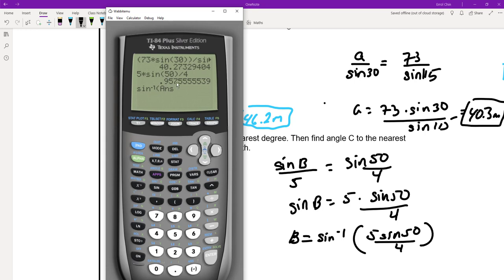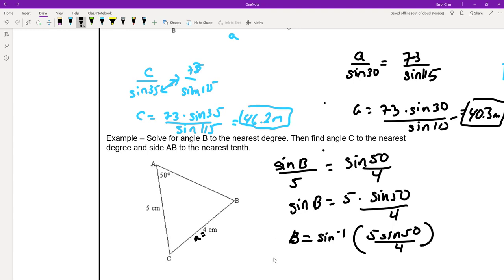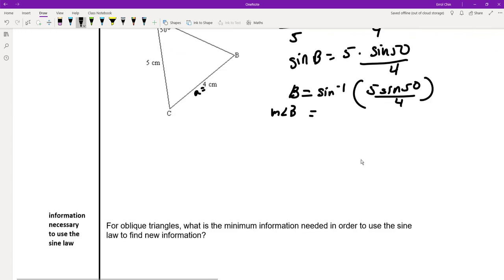So it remembers it's 0.9575555. Your calculator may or may not be able to do that. If it can't, you can just plug in 5 sine 50 over 4. It does the same thing. All right, so there we go, 73.2 degrees. So measure of angle B is equal to, let me just scroll up a little bit, 73.2 degrees.